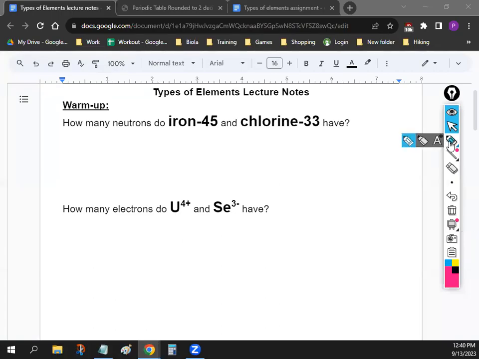All right, so the first warm-up problem, this is what we learned in the isotopes lecture. You don't need to write this part down. Just a reminder, this is where you get the info for this. And we're looking for the neutrons in these two isotopes, okay?